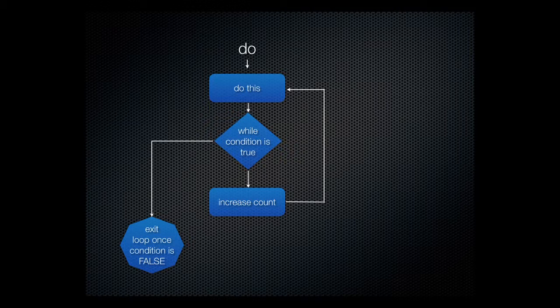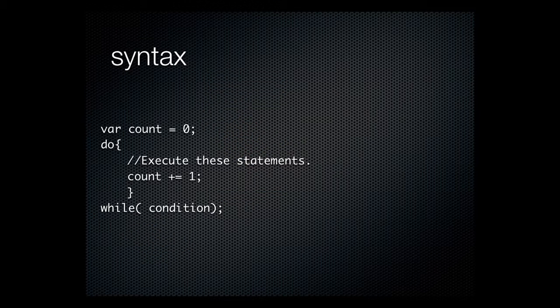The next one is the do while. The do while is similar to the while loop, except it goes through the statements first. So you go through the statements first, then you can check the condition, and then you increase the count and go through the loop again. The difference between this and a while loop is that this loop will always go through once before it checks the condition, whereas the while loop, if the condition is not true, it doesn't go in. And the syntax is this. So it's a little bit different.